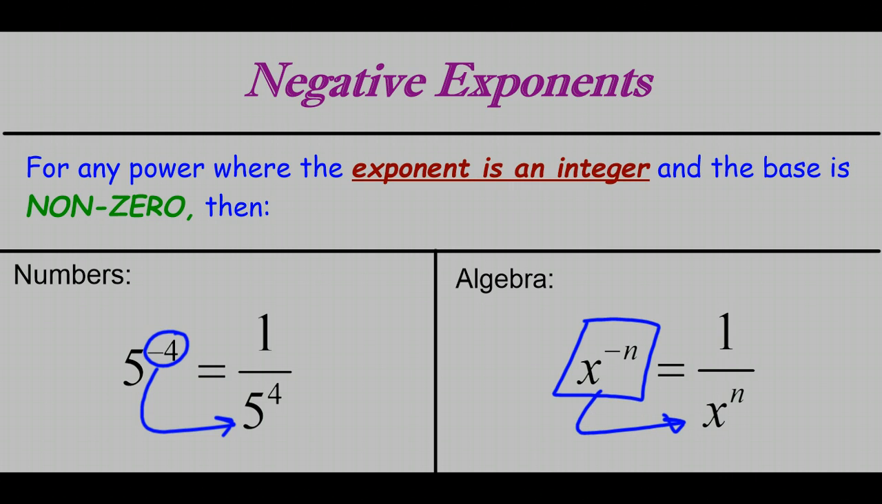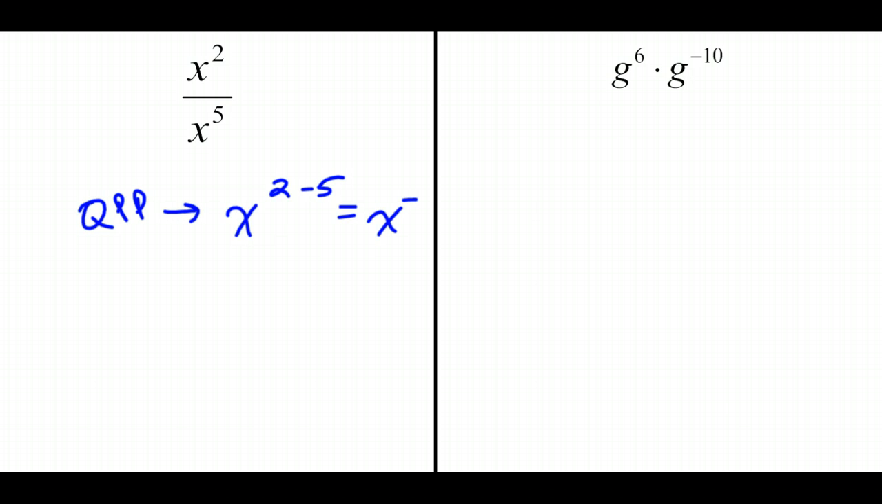X to the negative n is the same as 1 over x to the n. So let's take a look at that for a second and see what we can do when we simplify these two ideas here. And we'll do these together first. So for the first one, we have x squared divided by x to the fifth. By the quotient of powers property, that's x to the 2 minus 5, or x to the negative third.